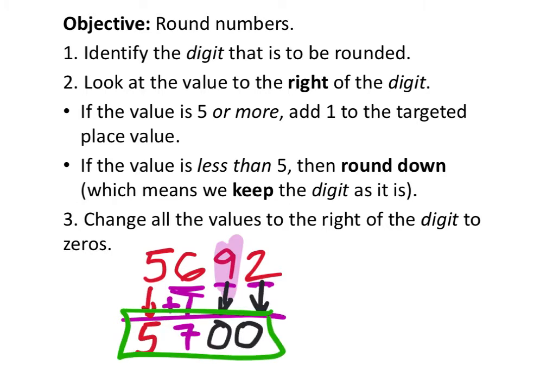5,692 is closer to 5,700 than it is to 5,600. Okay, because those were the only 2 options that we had in terms of closeness. But applying the rules, we get the same answer either way.